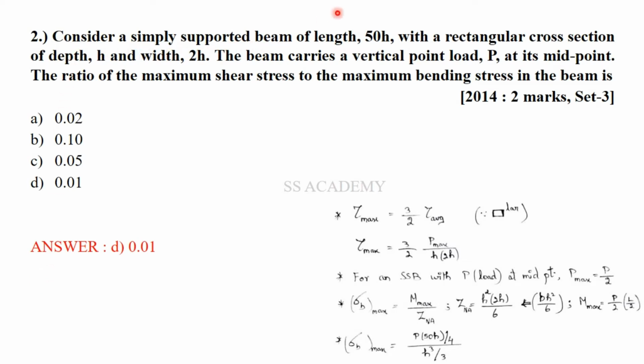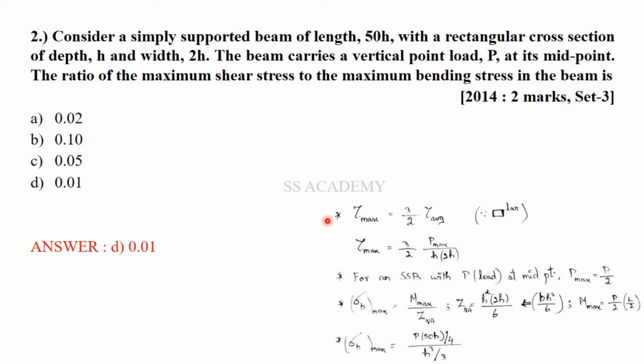Consider a simply supported beam of length 50h with a rectangular cross-section of depth h and width 2h. The beam carries a vertical point load P at its midpoint. The ratio of the maximum shear stress to the maximum bending stress in the beam is. Here they have said maximum shear stress, but since it is a vertical point load, it is direct shear stress and not torsional shear stress. They have asked the ratio of maximum direct shear stress to maximum bending stress in the beam. It is a 2014 set 3 GATE question being asked for 2 marks.